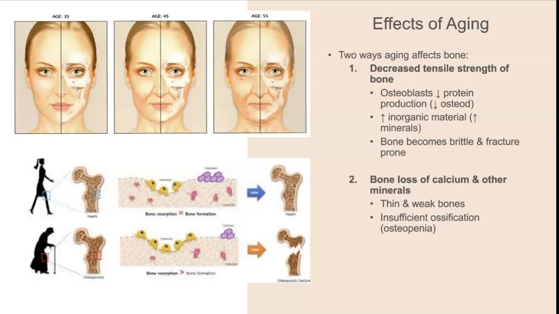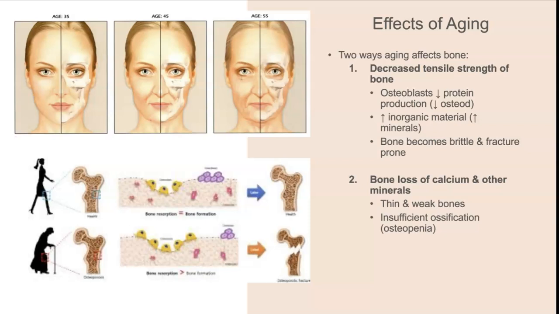So we've talked quite a bit about building bone. Let's talk about the other side of this. What happens to our bones as we age? Aging affects bones in a couple of different ways. First, the tensile strength of bone decreases due to a reduced amount of protein. So the osteoblasts are making less protein.